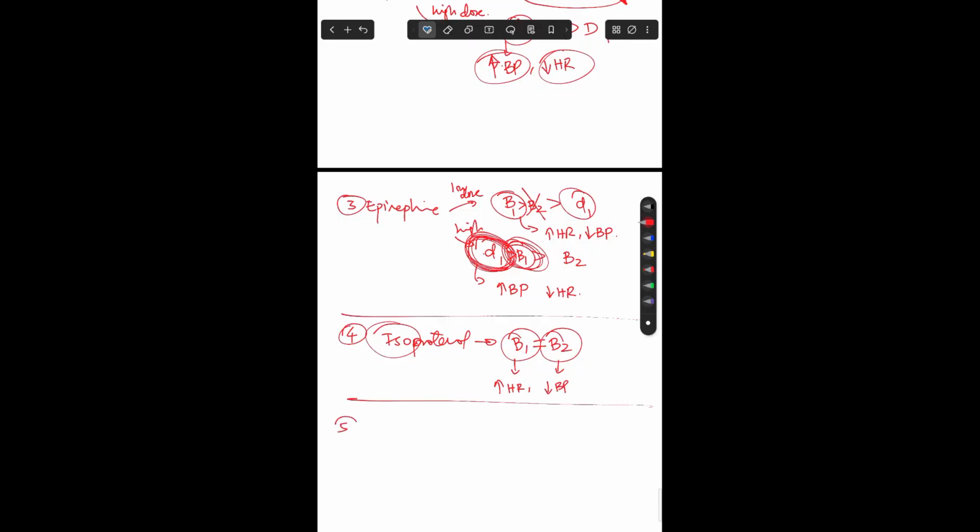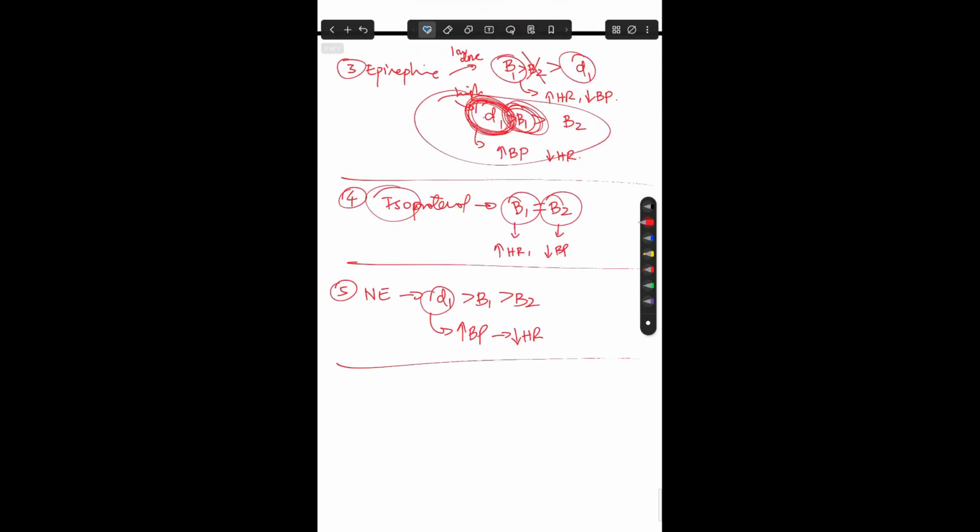The next drug is norepinephrine. Now norepinephrine, I like to remember it as it just works like a normal high dose epinephrine. So it follows the same pattern that you see over here. So it goes alpha 1 greater than beta 1 greater than beta 2, which would result in vasoconstriction, resulting in an elevation in blood pressure, which would result in a drop in heart rate.